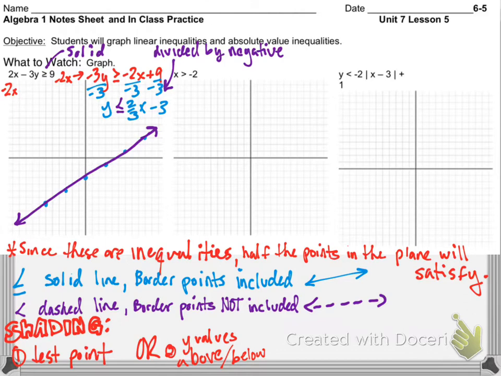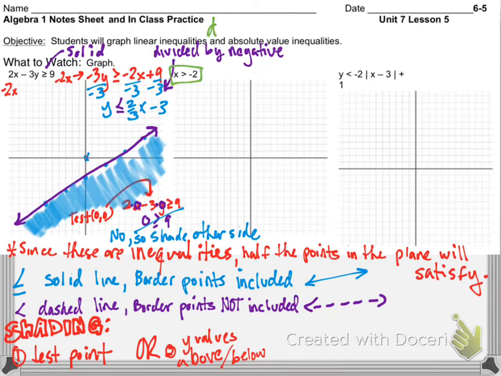So let's look at testing a point. I'm going to test the easiest point, 0, 0. Make sure you pick a point that is not on the line. So when I plug 0 for x and 0 for y, that gives me 0 is greater than 9, which is incorrect. That's false. So I don't shade this side. I shade the other side.